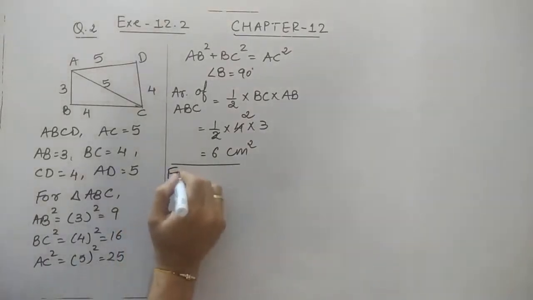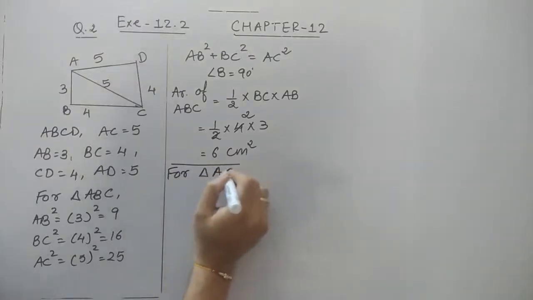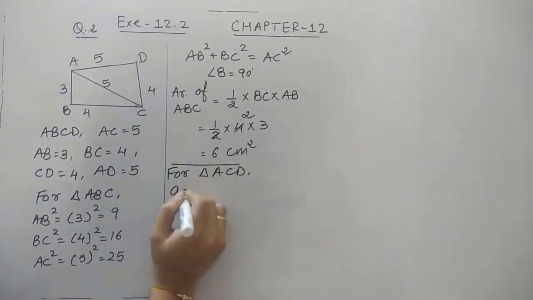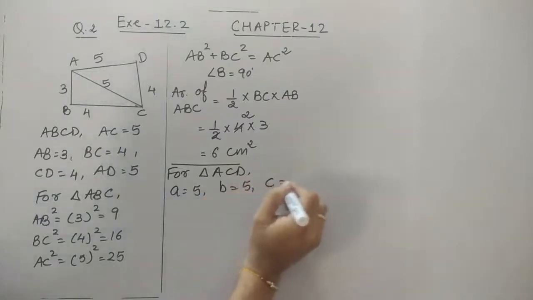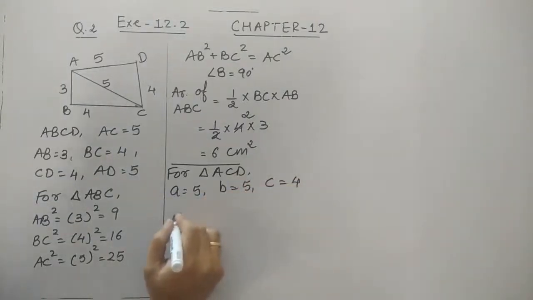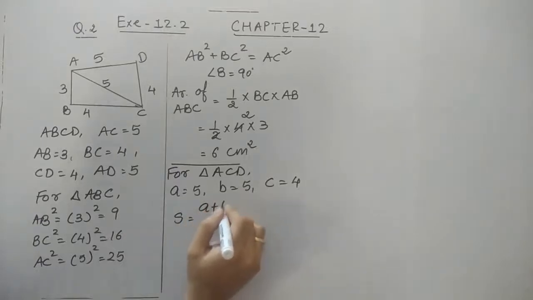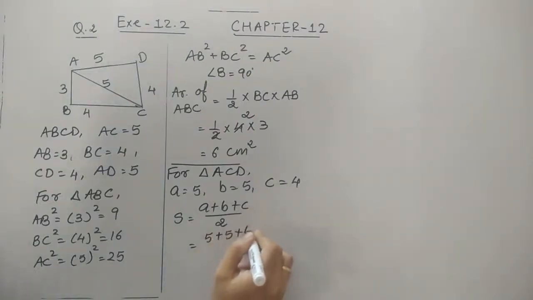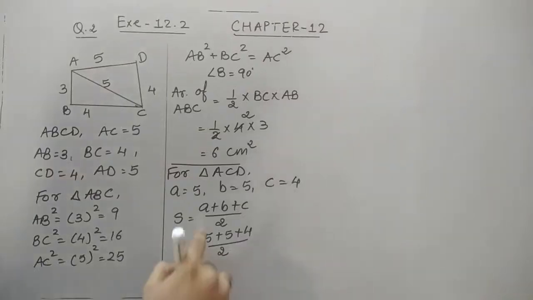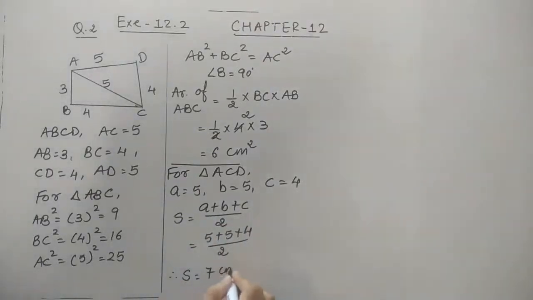So for triangle ACD हम Heron's formula use करेंगे. We have A can be written 5, B can be written 5 and C is 4. So first we need to find out the semi-perimeter, sum of all the sides divided by 2. That is 5 plus 5 plus 4 divided by 2. So 5 plus 5 10, 10 plus 4 14, 14 divided by 2 that is 7. I have written direct here.